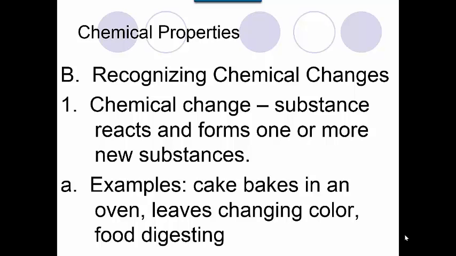Obviously, when you digest your food, it's different. You're taking the nutrients out of it, therefore what you started with is not what you're ending with, and that's going to be a chemical change.